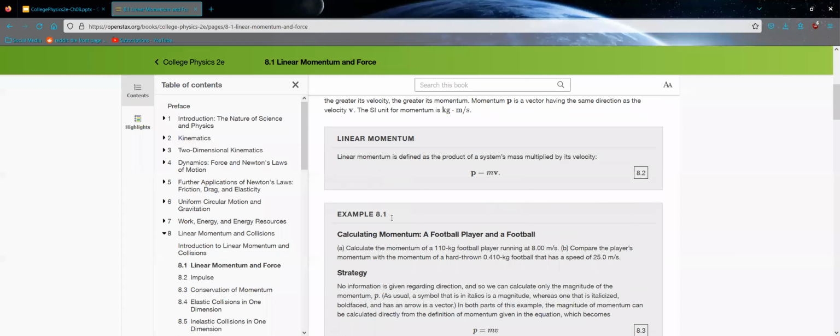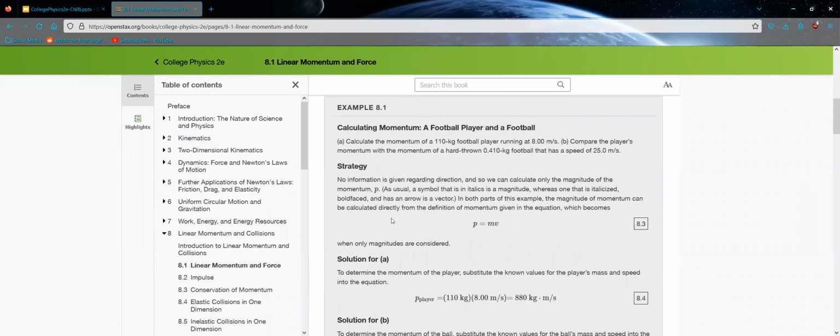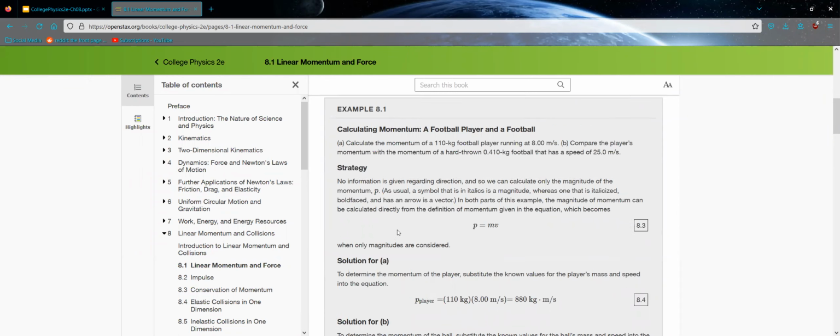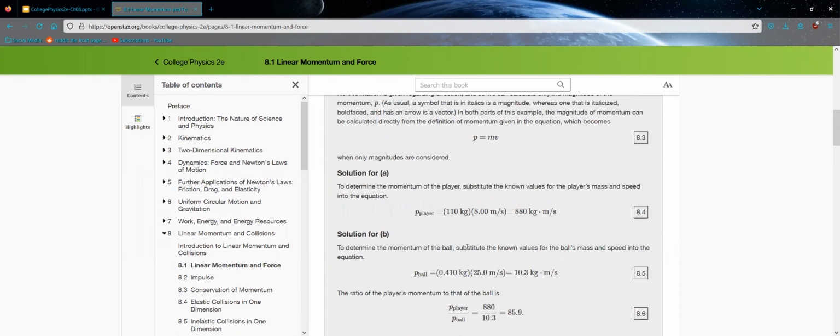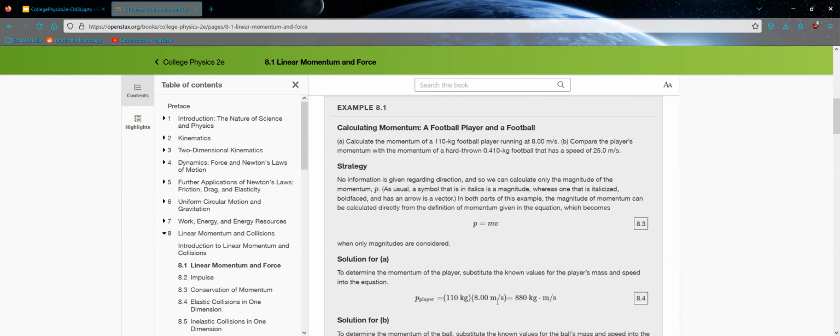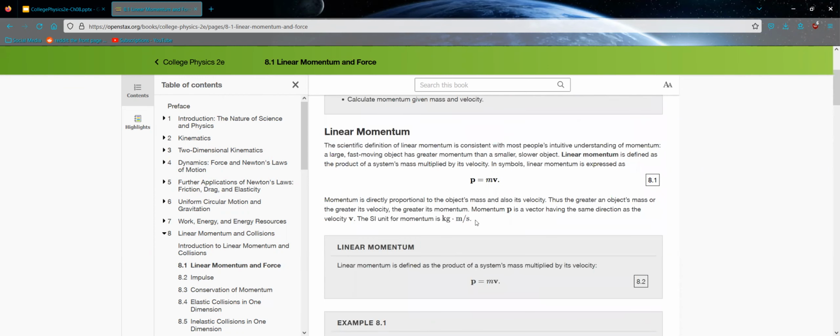Well, let's do an example. Again, are these going to be super simple? Yes, but I'm still going to run through various examples for you. Calculating momentum of a football player in a football. So if I get a 110 kilogram football player at 8 meters per second, what is his momentum? Well, momentum is mass times velocity. So a 110 kilogram person moving 8 meters per second gives me 880 kilogram meters per second of momentum. And a kilogram meter per second is the SI unit of momentum.